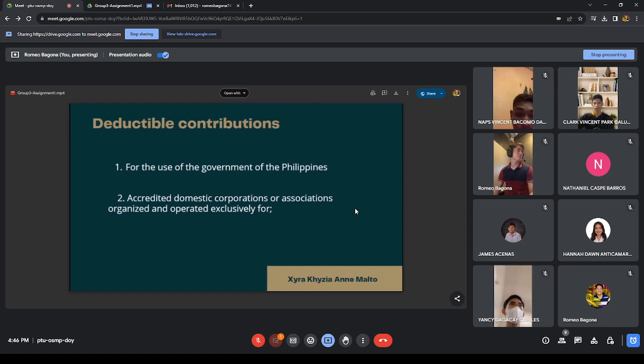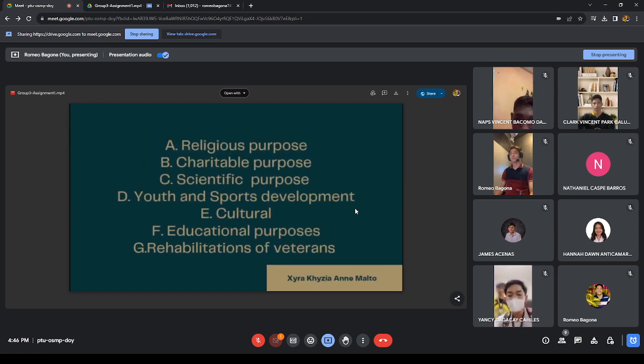Deductible contributions. These contributions or gifts are deductible for the use of the government of the Philippines or any of its agencies or political subdivisions exclusively for public purposes. And another thing, accredited domestic corporations or associations organized and operated exclusively for specific purposes. So first is religious purpose. Religious purpose refers to promotion, propagation, and accomplishment of any form of religion, creed, or religious belief recognized by the government of the Republic of the Philippines.